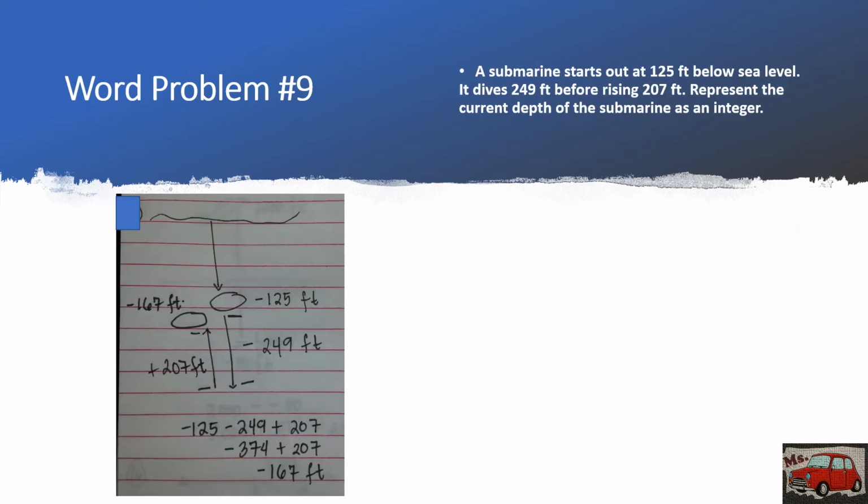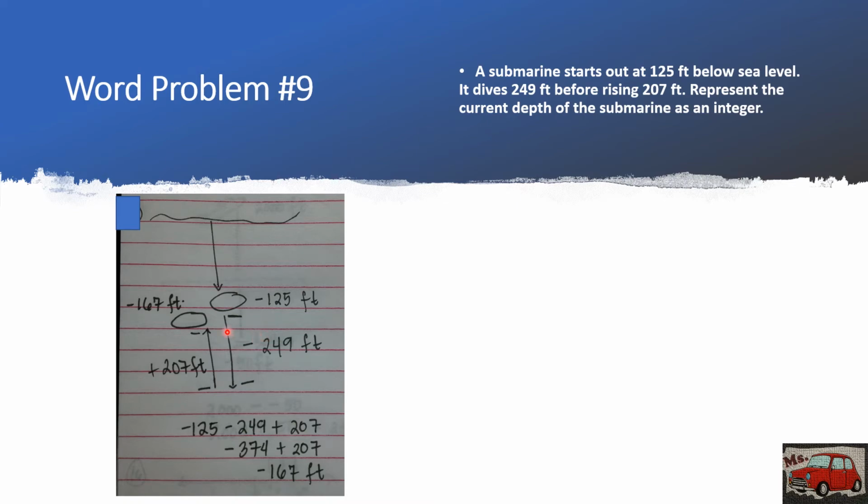A submarine starts out at 125 feet below sea level. It dives 249 feet before rising 207 feet. Represent the current depth of the submarine as an integer. Okay, so hanapin lang natin kung ano yung current depth or nasaan na yung submarine after niya mag-dive ng 249 feet at nag-rise siya or umakyat siya ng 207 feet.